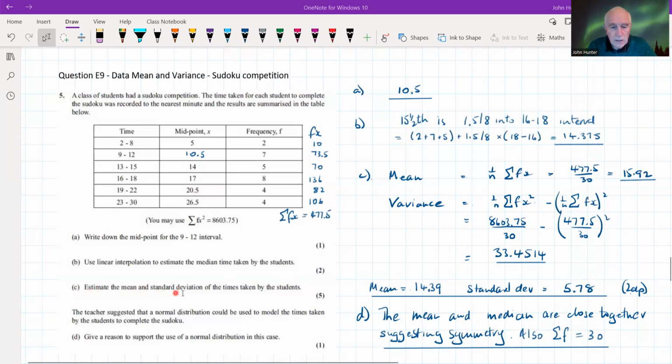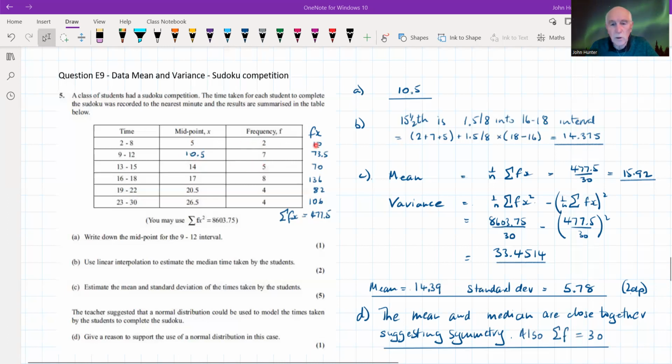Part C: estimate the mean and standard deviation of the time taken by the students. Okay. Well, in order to do this, we need the sum of all the Sudoku times. Well, we don't have the sum because we don't have the original data. So what we're assuming is that both of these two act at the midpoint, so they both have value 5. All these 7 have value 10.5. That's what we're assuming for this, and so on.